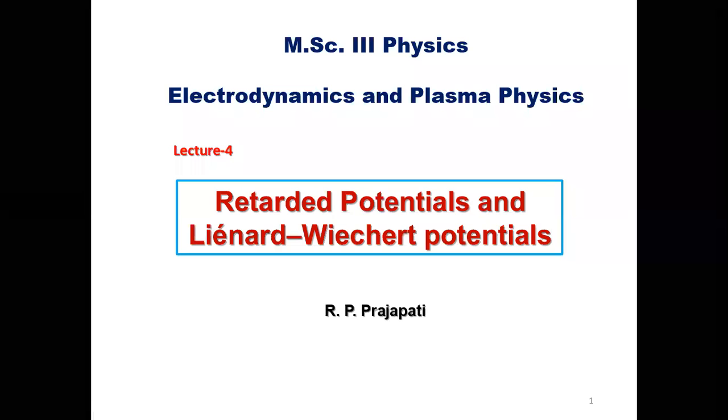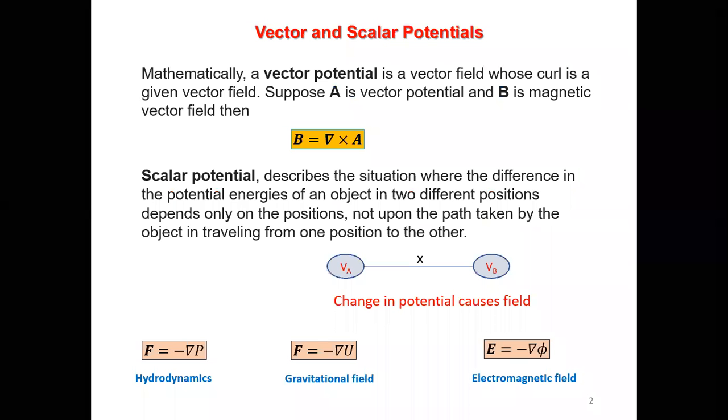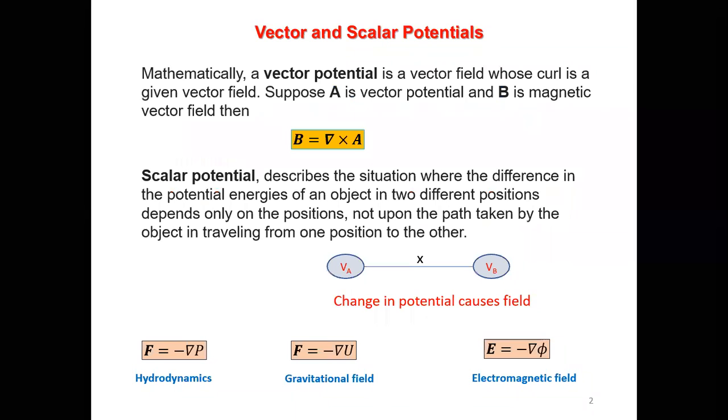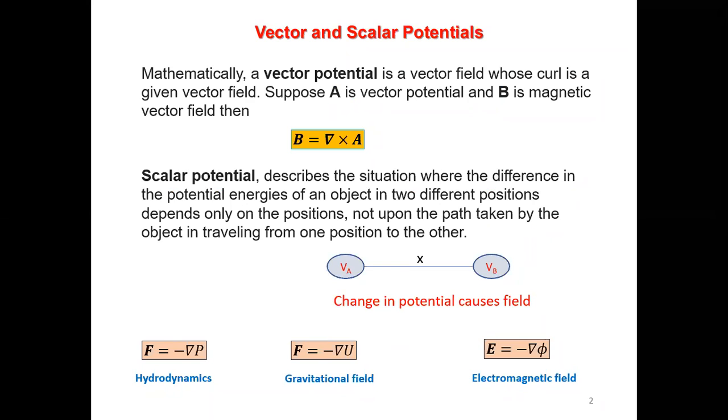In today's lecture, we will discuss the retarded potentials and Liénard-Wiechert potentials. Before starting the retarded potential, let us understand the fundamental meaning of vector and scalar potentials. These are the electromagnetic potentials, you all know, and they represent respectively the vector field and the scalar field.